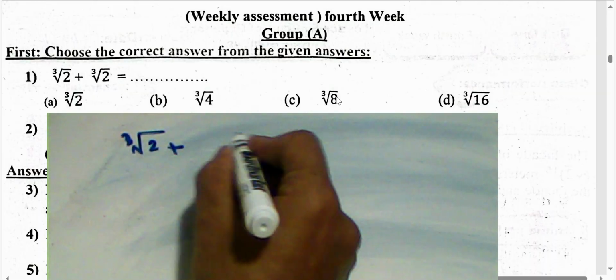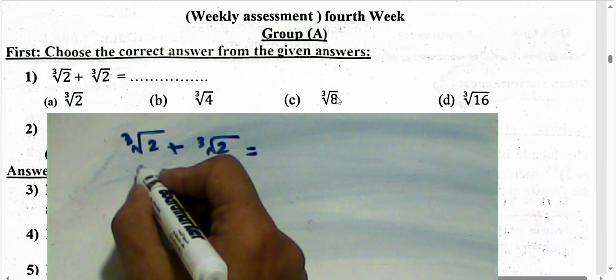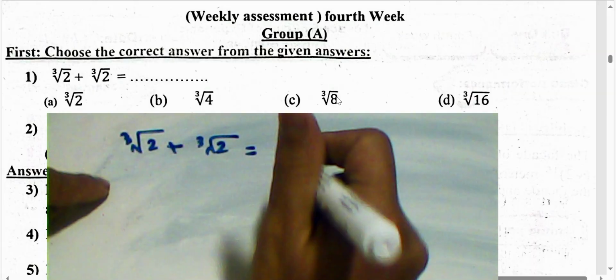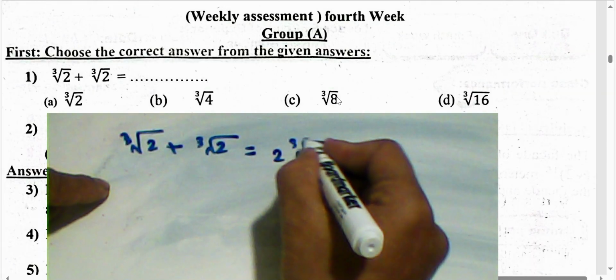Next question. Now we solve the weekly assessment. Letter A. We want to find the result of the cubic root of 2 plus the cubic root of 2. We can add them together by the coefficients, 1 plus 1 equals 2. Then the answer will be 2 cubic root of 2.